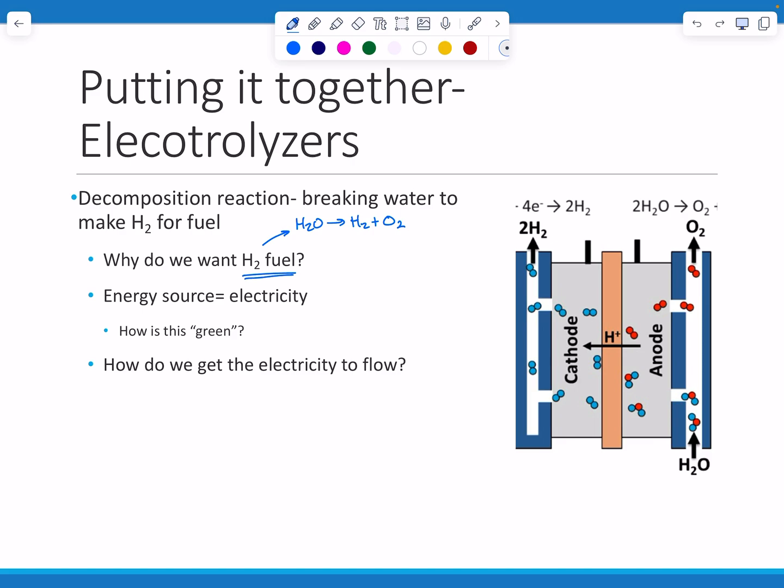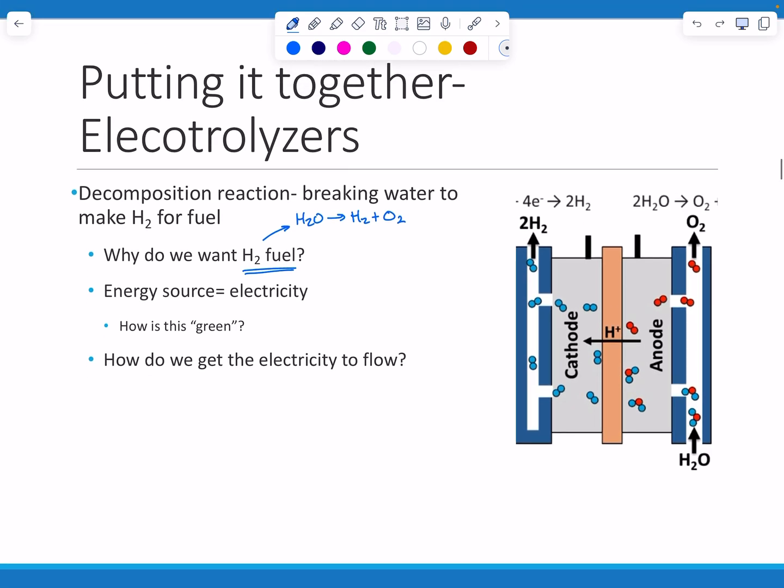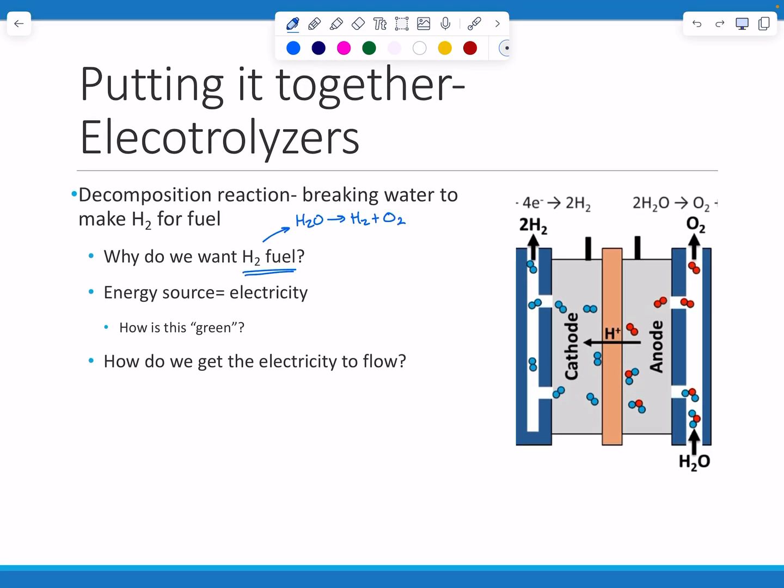All right, that's not balanced. I'm not going to worry about it. All right, so hydrogen fuel can be a good portable source of energy for a combustion engine. Okay, and so how would we get it? Okay, the way we can do this is we have to put electricity in.